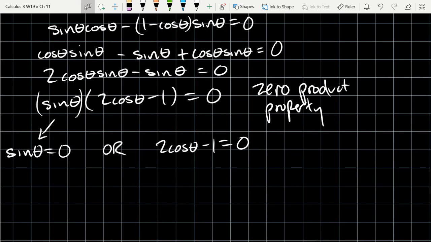All right, now you can find the theta values that make these true. The first one should be somewhat obvious. It's already sine theta equals 0. Just tell me what thetas make that 0. The second one, you have to do a tiny bit of algebra.